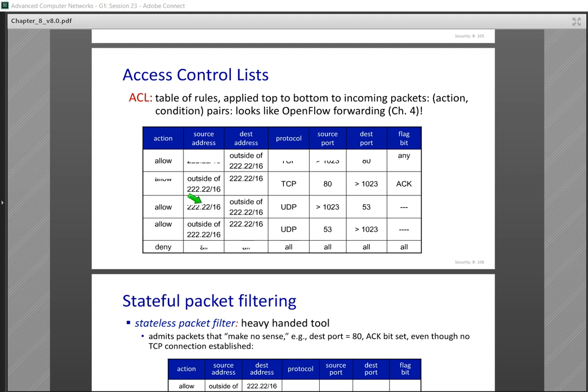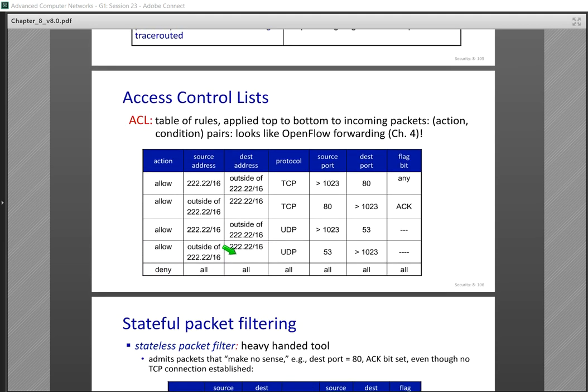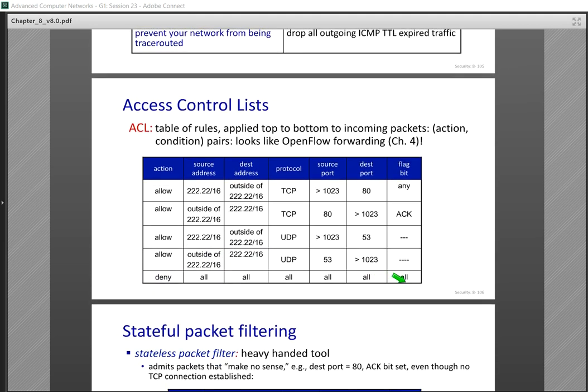Okay, or maybe this one here, 222.22/16 outside of this network. The protocol is UDP. Source port number is higher than 1023. Destination port 53. This traffic is allowed to. Okay, and look at this one here, the last row.